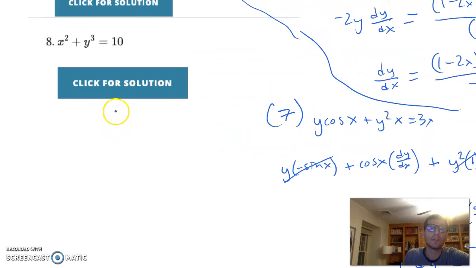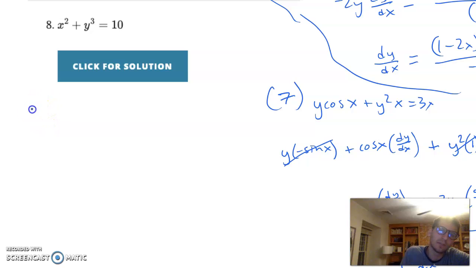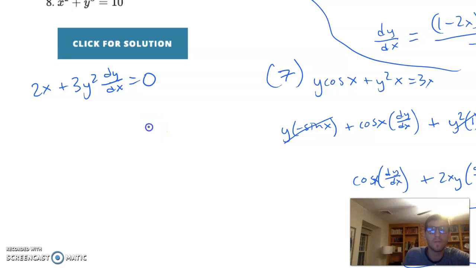Number 8, yes. Differentiate 2x, differentiate 3y squared dy dx. 0. Bam. Negative 2x over 3y squared. Wow.